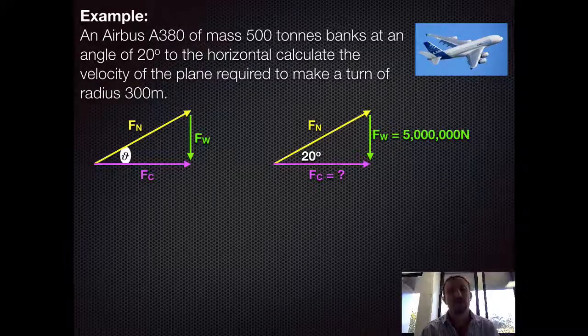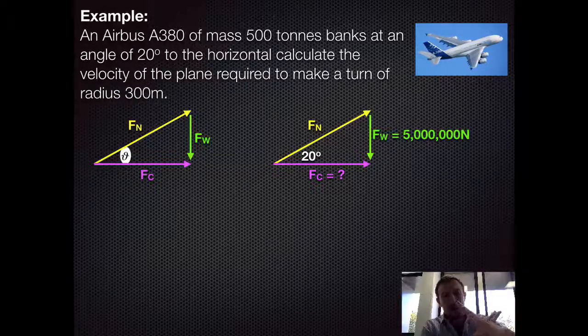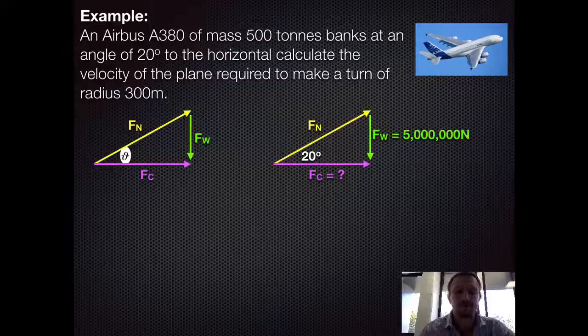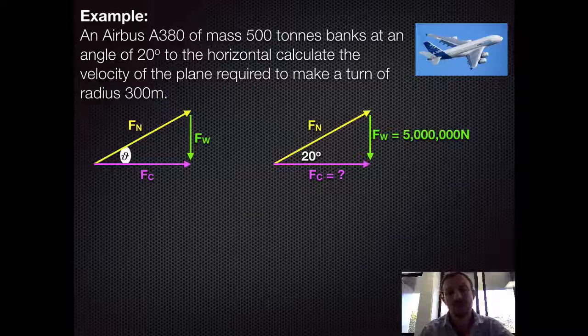So weight force is basically going to be 500,000, but we've got to multiply that by 10 to turn it into a weight force, so we get 5 million newtons acting straight down. We've also got a lift force which is acting at 90 degrees to the resultant, which is at 20 degrees to the horizontal. We've got to calculate our centripetal force, because from that we then can use centripetal force equals mv squared over r and calculate what v is going to be.